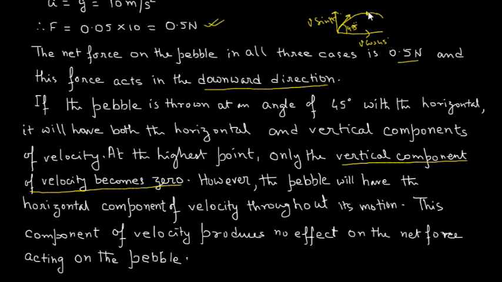Now at this point, at maximum height, when it stops moving upward, what will happen? The vertical component, V sin theta, V sin 45-degree, will be equal to 0, because it has stopped moving upward. The vertical component will become 0 because it has stopped moving upward. Now from this point it will come downward.